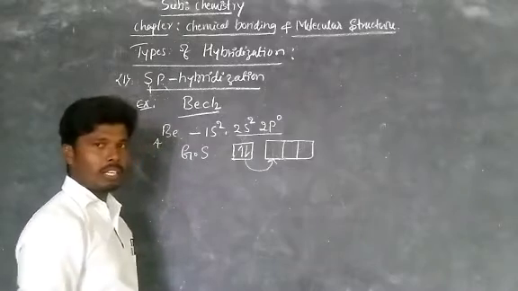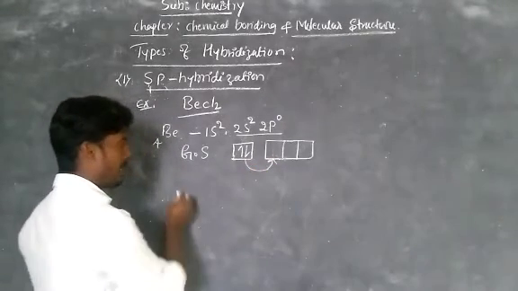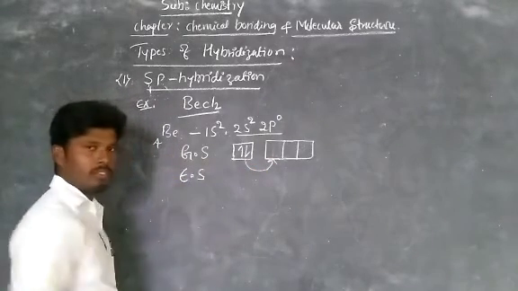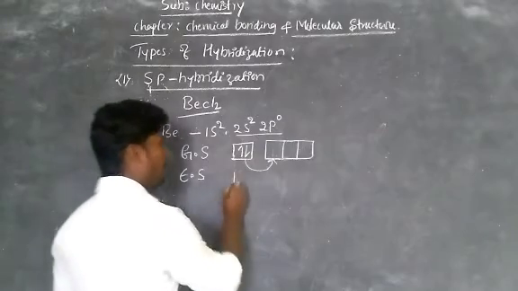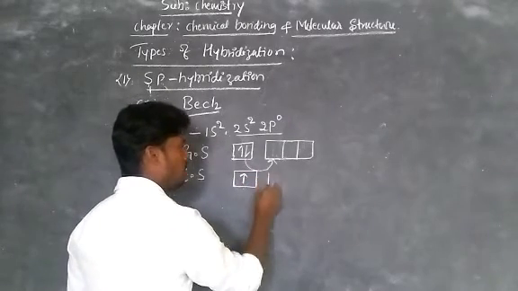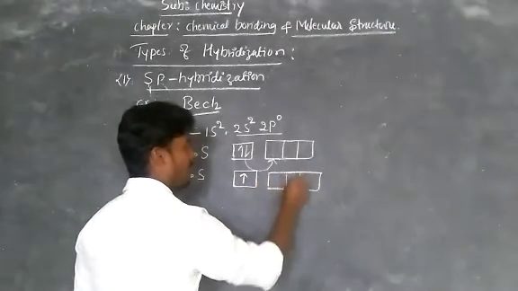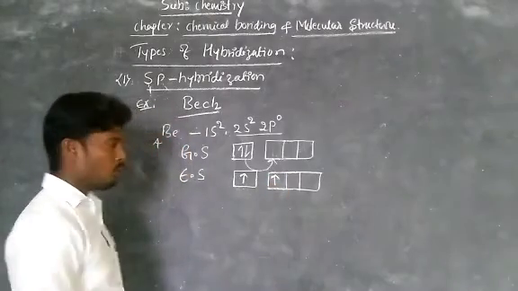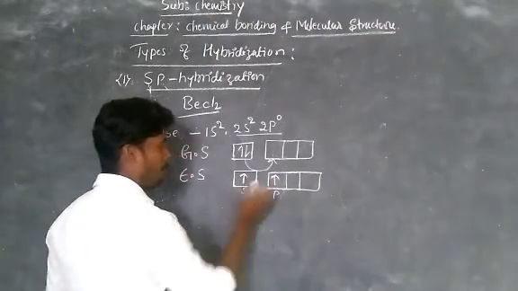Since both are in the same shell, the electron jumps. That is what we call the excited state. Excited state. So when the jump happens, one electron from s goes to p, and in p there are now 1, 2 electrons. So this is from s and this is from p.